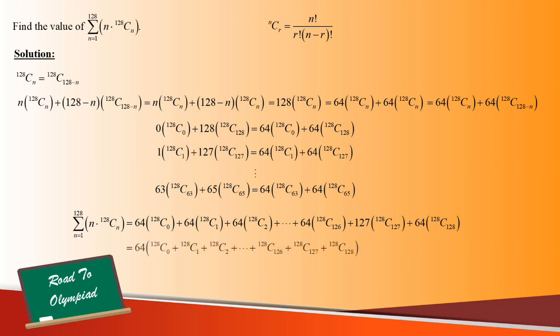Factorizing the 64, we have this, where the sum in the bracket is simply equal to 2 to the power of 128 by the binomial theorem. And since 64 is equal to 2 to the power of 6, we have the summation is equal to 2 to the power of 134. And this marks the end of our first solution.